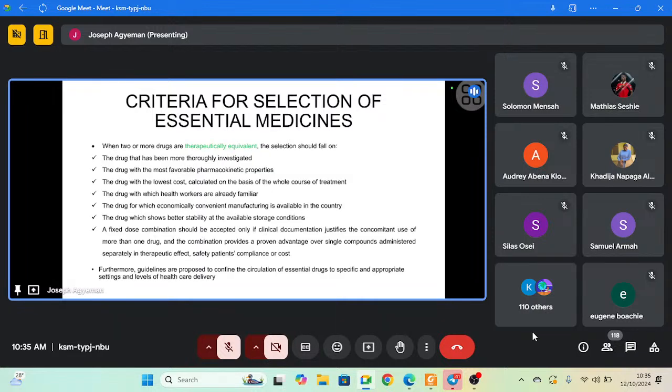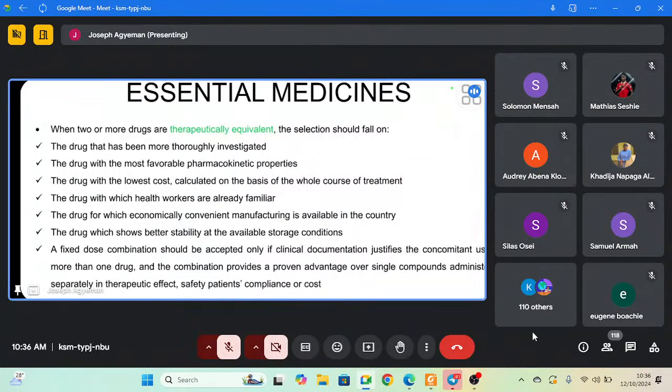Now, when it comes to drugs with therapeutic equivalence, as we have discussed already, drugs having the same active ingredients, similar efficacy rates, and similar potential to cause adverse drug reactions, that is when we say that those two drugs are therapeutically equivalent. So if you have two or more drugs that are therapeutically equivalent, how do you select one or two or some of them to be part of the list? You need to consider the following.